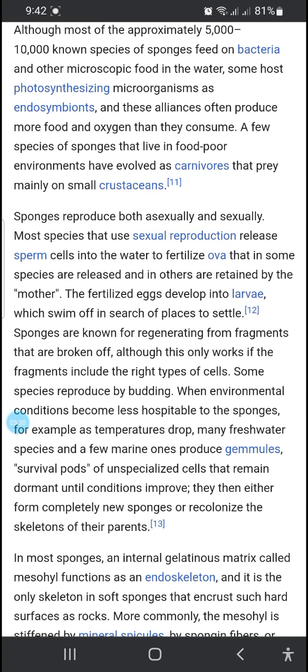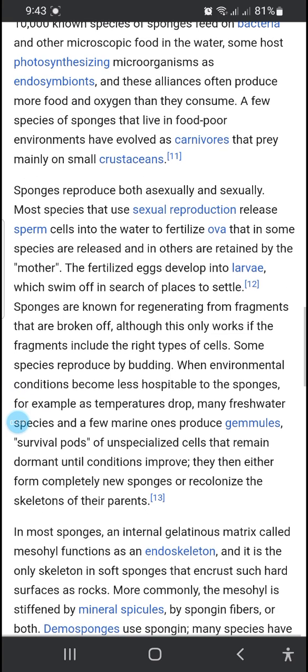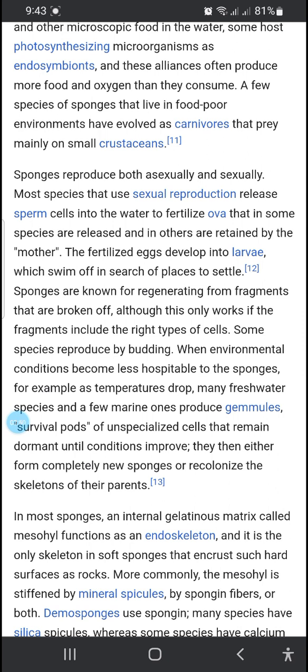Sponges reproduce both asexually and sexually. Most species that use sexual reproduction release sperm cells into the water to fertilize ova that in some species are released and in others are retained by the mother. The fertilized eggs develop into larvae which swim off in search of places to settle. Sponges are known for regenerating from fragments that are broken off, although this only works if the fragments include the right types of cells. Some species reproduce by budding.